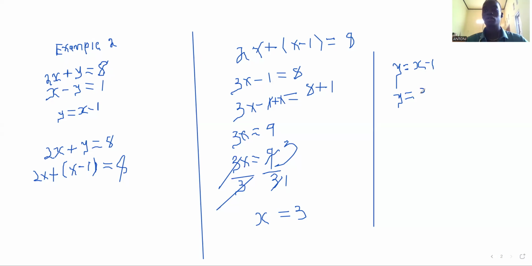So here we get 3 minus 1. So 3 minus 1 is going to give us 2, because if you subtract 1 out of 3, you're going to get 2. And here we shall get our y to be 2.